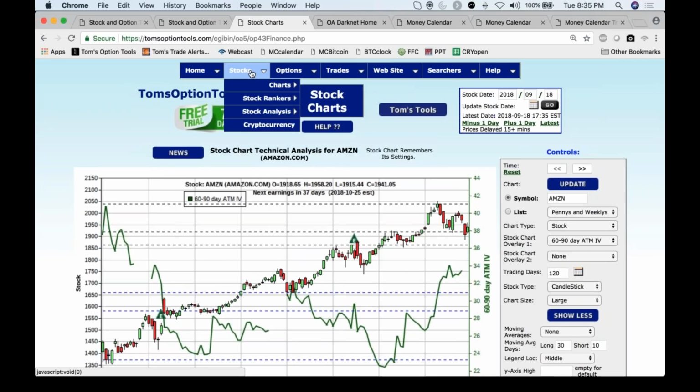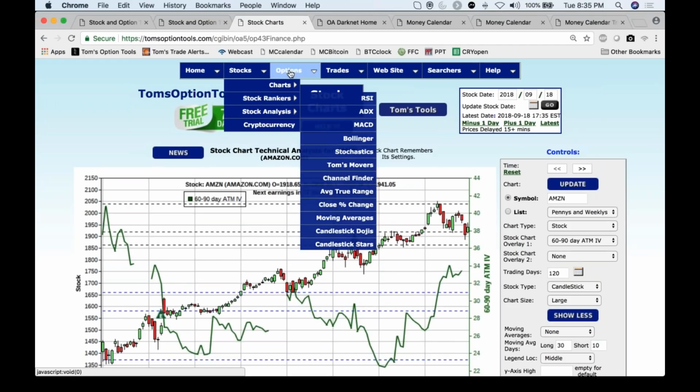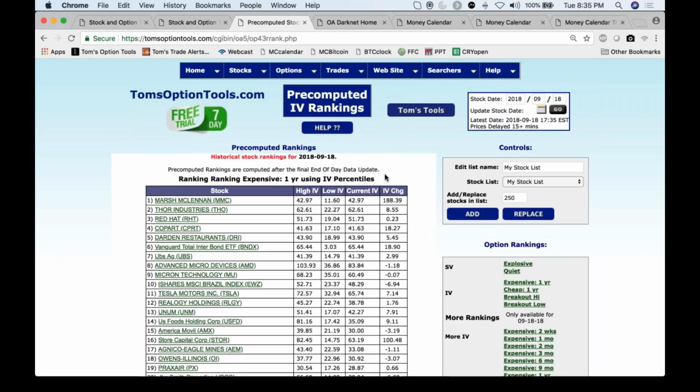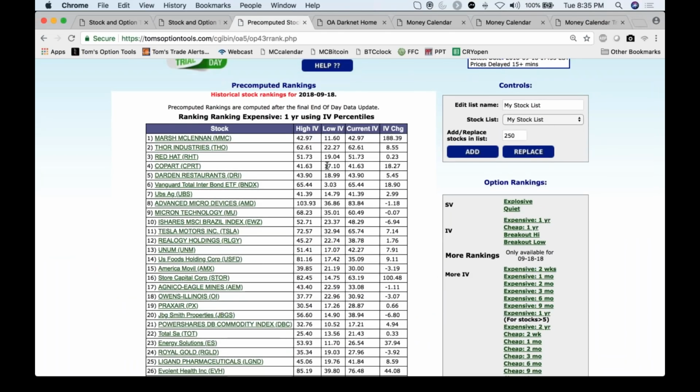All you have to do there is go into rankers. You go to options, rankers, and then you can go to pre-computed IV. All the IVs have been pre-computed for you. What you'll notice is right now I'm looking at the expensive. What are the most expensive stock options right now based on their range, which is what you asked. This is the last 1 year. As you can see, Marsh McLellan's up there at the top. Red Hat's up here, Thor Industries.